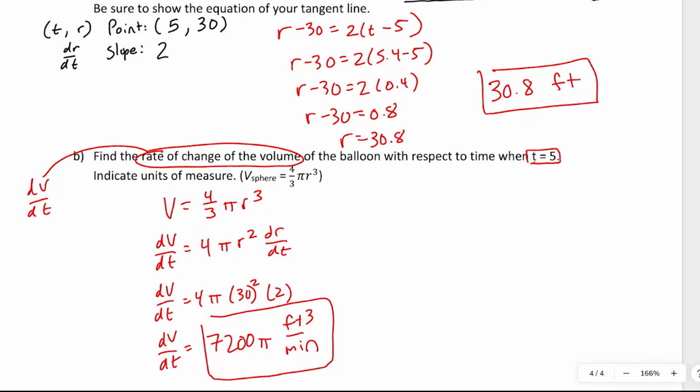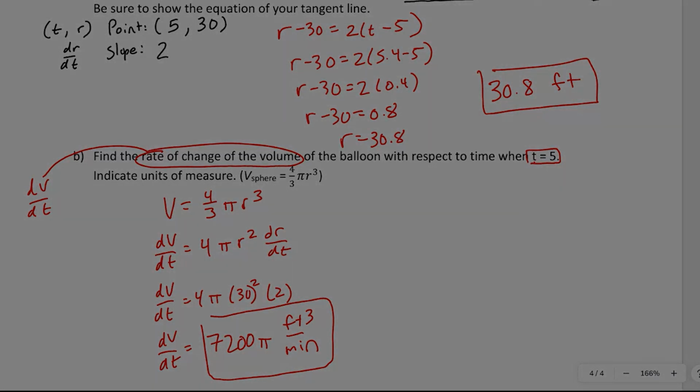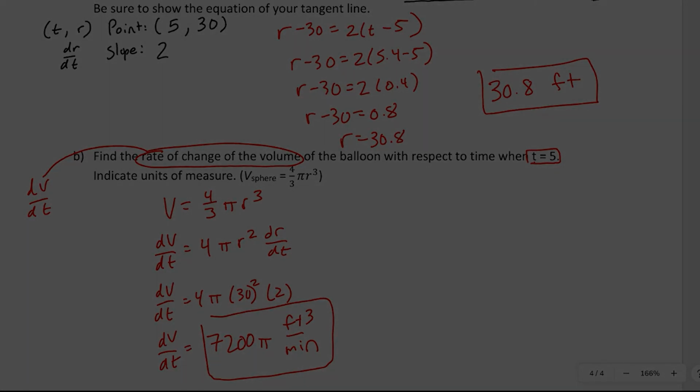Any questions on any of these related rate problems? All right, these will take some practice, but the overall strategy is to read the problem and figure out what formula you need to start with, whether it's area, perimeter, circumference, volume, whatever. Set up that equation, differentiate it with respect to time, and then go through the problem and pick out what pieces of information are given, plug those in to find the piece of information that it's asking for.